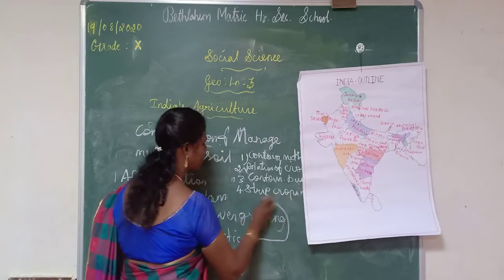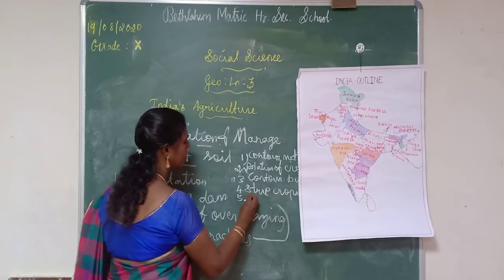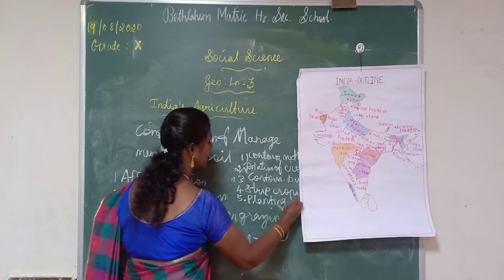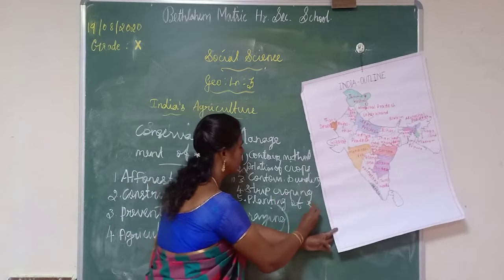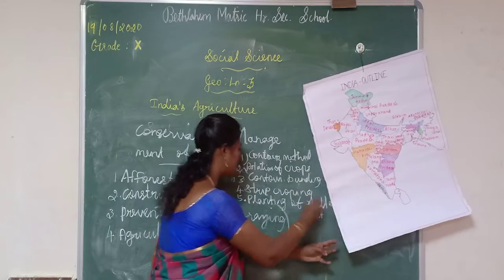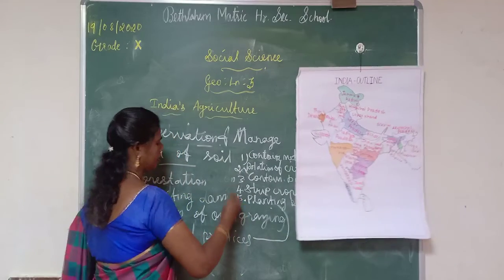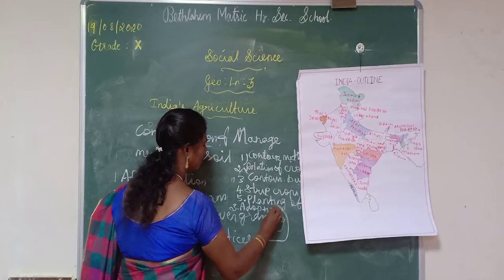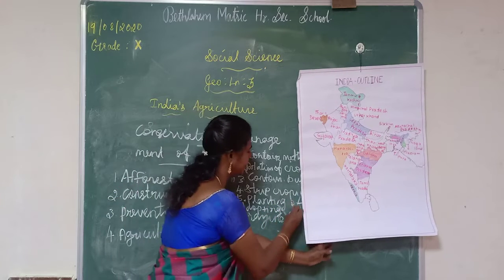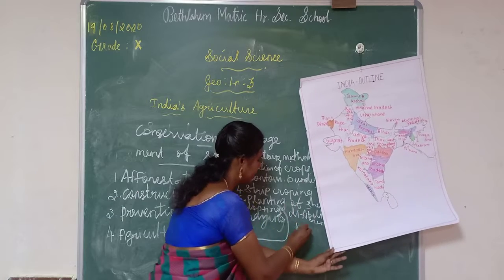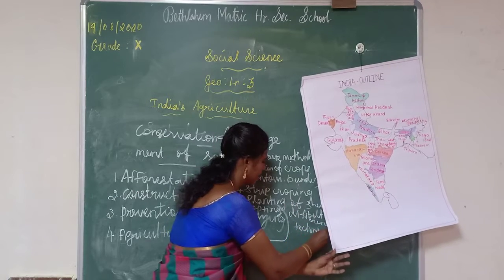Fourth one is strip cropping. Fifth one is planting of shelter belt. And the last one is adopting different techniques.